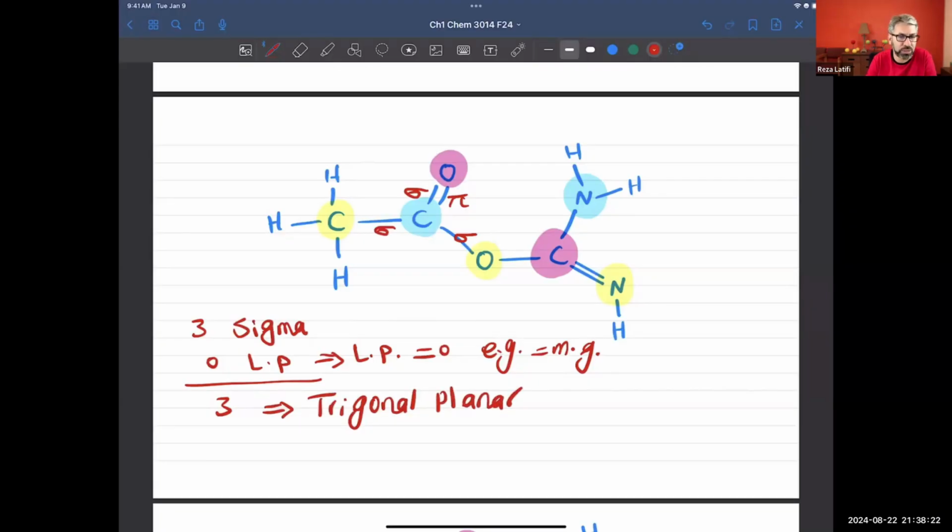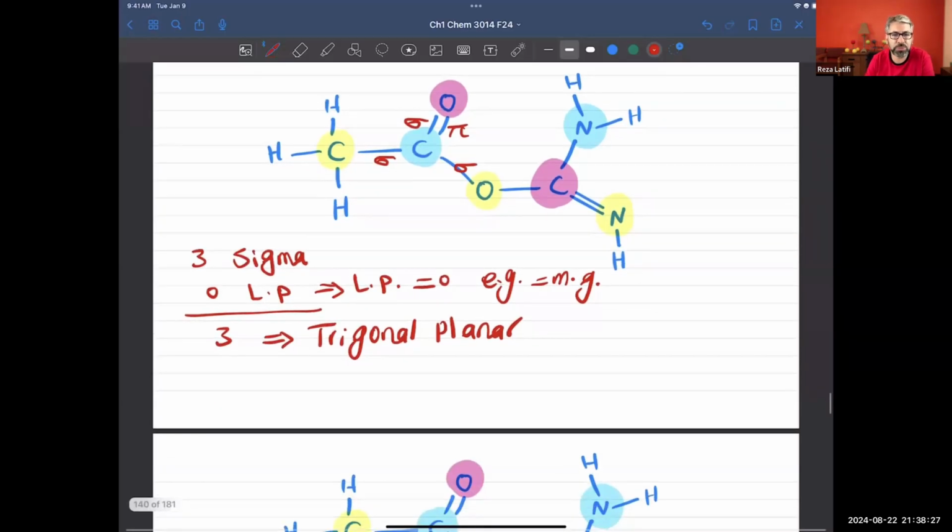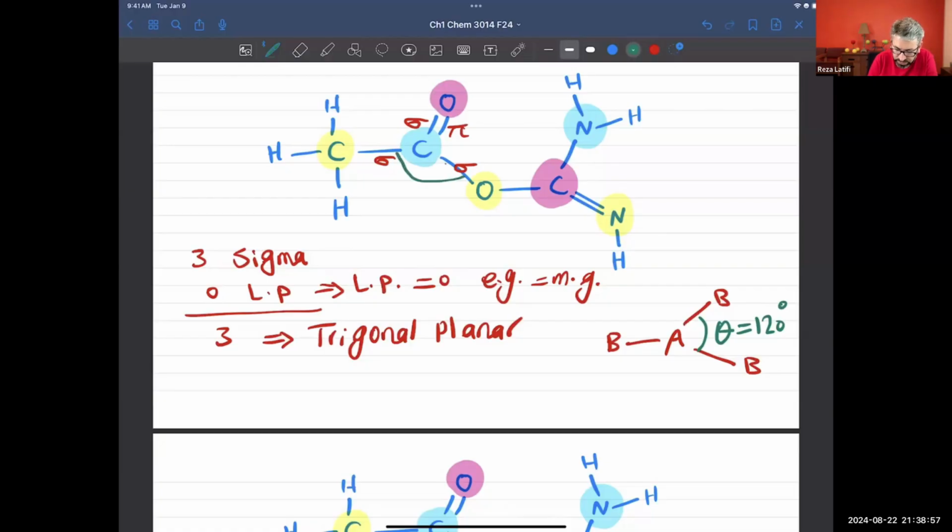Now, what's going to be the bond angle? You have an atom attached to 1 B and 2 more B's there. They can be identical or non-identical. What do you expect the bond angle to be? The bond angle is going to be 120 because you don't have a lone pair. So this theta is going to be around 120.